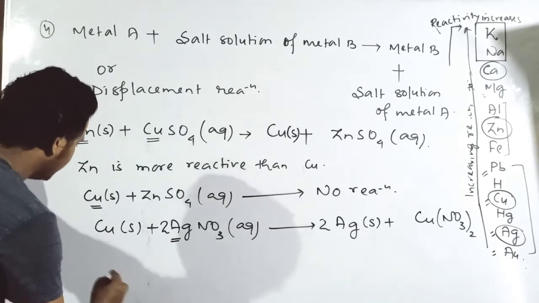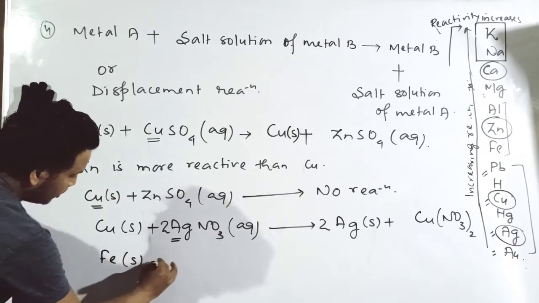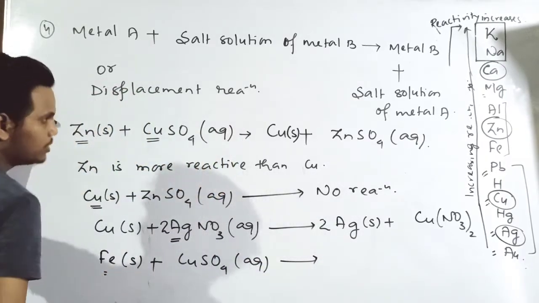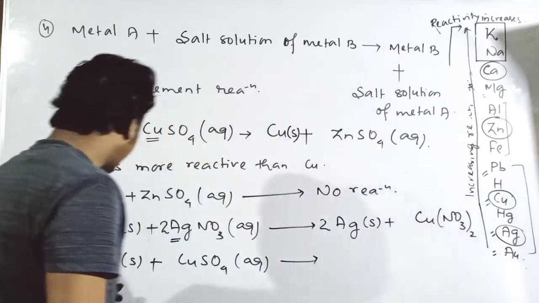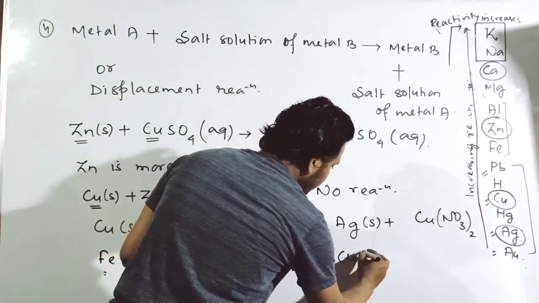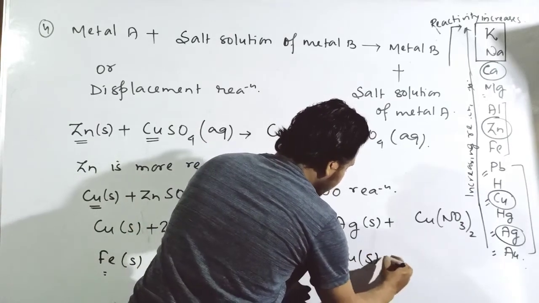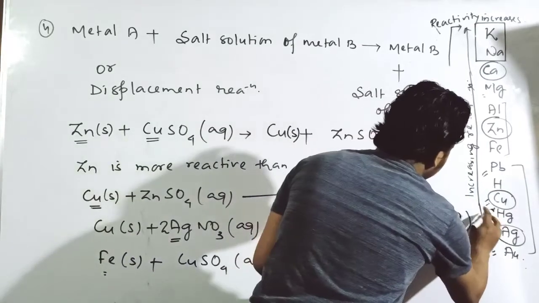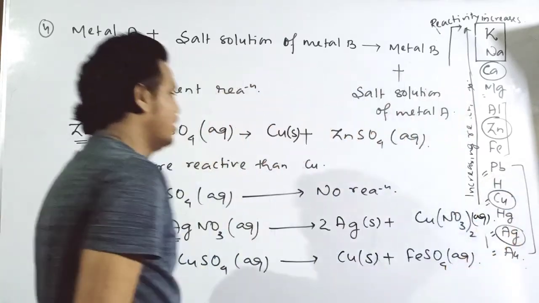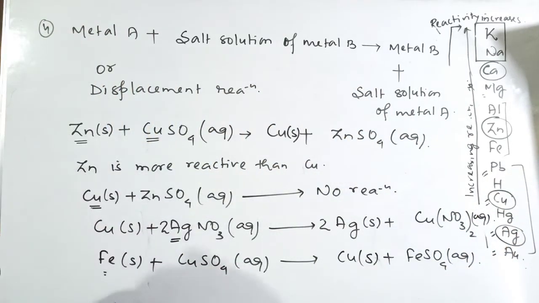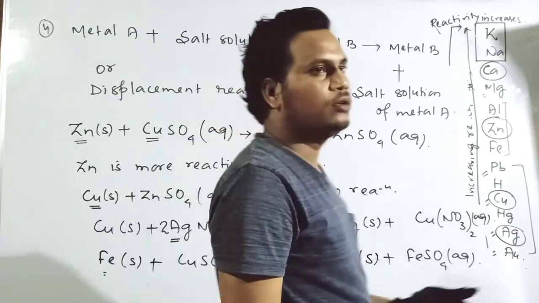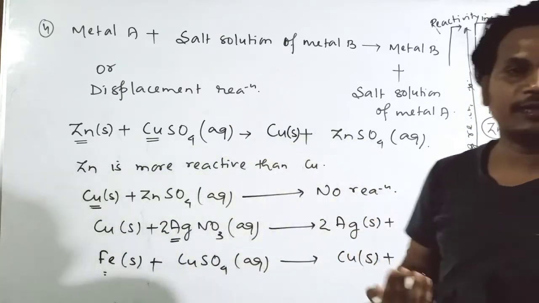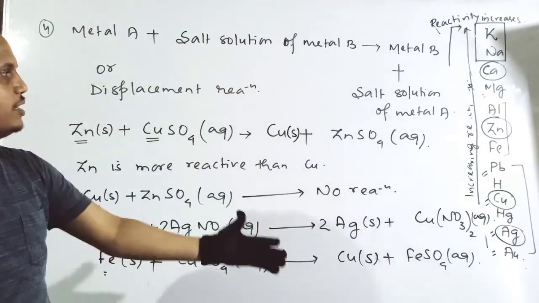Take one more example. Suppose you have taken iron solid, and you put it in copper sulfate solution. Then what will happen? Iron is more reactive than copper, so iron will displace copper. Copper will be there and iron will come in place of copper, so FeSO4 will form in water, aqueous. So this is all about displacement reaction. Displacement reaction fully depends upon the reactivity series. If you learn the reactivity series, it is easy.